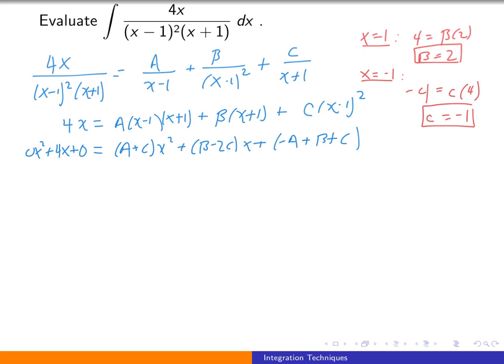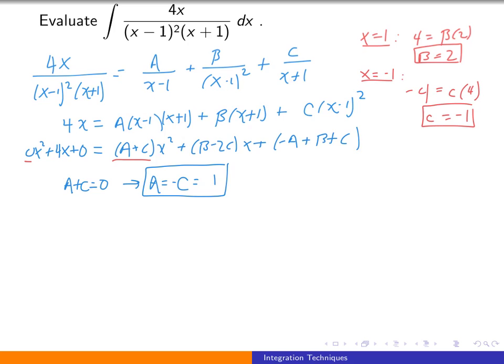And since we know the values of B and C, we only need to set up one equation to solve for A. We can simply equate together the coefficients of x squared. So A plus C is equal to 0, which tells us A is equal to minus C, and that means that A is equal to 1.